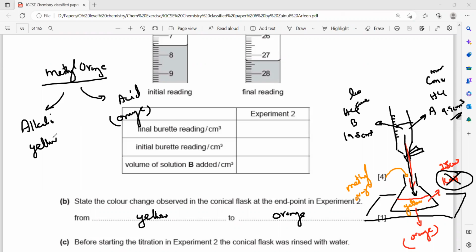So in the beginning, what will happen? We have yellow. Why yellow? Because of potassium hydroxide. And then we are adding an acid, hydrochloric acid, so it neutralizes. At the moment it neutralizes, you write red, acceptable, you write orange, it is also acceptable. Orange is more appropriate compared to red. In this case, it will be orange. In other cases, we have to write red.